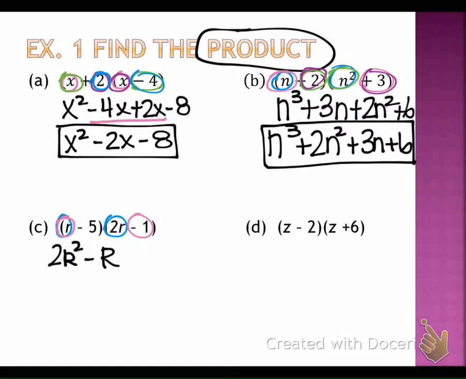Esther, the I stands for what? Inside, and what are my inside terms? Negative 5 and 2R, which gives me what when I multiply? Negative 10R. And then Noah, the L stands for? Last. And what are my last terms? Negative 1 and negative 5. And when I multiply those, I get? Positive 5. Positive 5. Now, Emma, do I have any like terms that I need to combine?